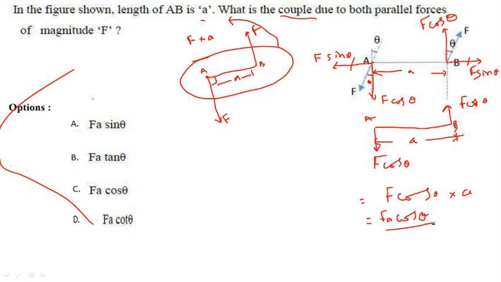So let us see the options here. Option A is Fa sin theta. It is not a right answer. Option B is Fa tan theta. It is not a right answer. And option C is Fa cos theta. So it is a right answer for this question.